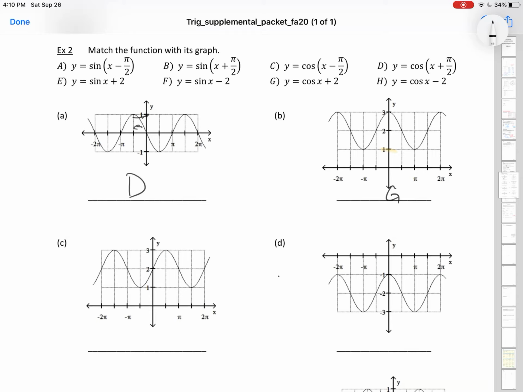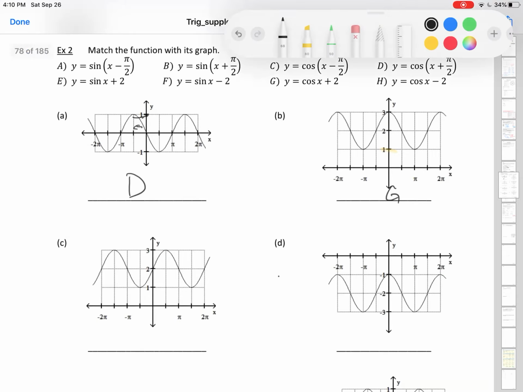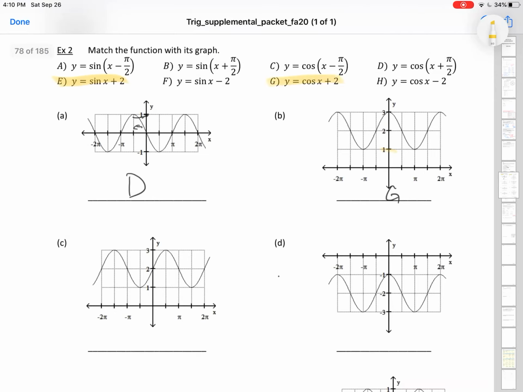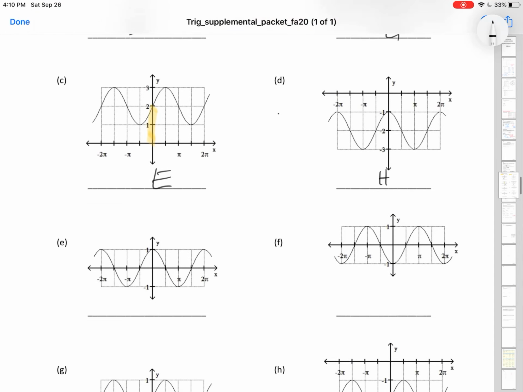So what about this one? This one's been shifted up 2 units. So shifted up 2 units, those are our same guys. If you bring this guy down 2 units, it's going to go through 0, 0. This is E. Awesome. How about this guy? Shifted down 2 units. Well, those are the non-highlighted ones on the bottom. If you shifted it up 2 units, 1, 2, you would have it going through 1, 1. It's a cosine, so it is H. And you're going to just go through and complete the rest of them.